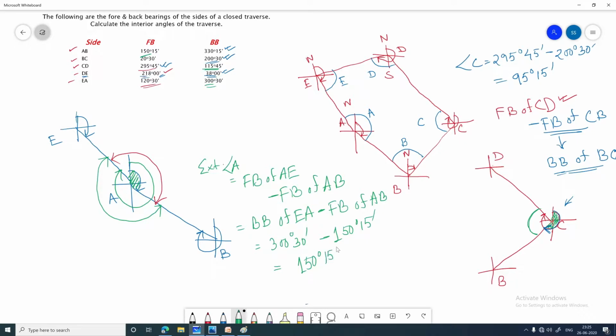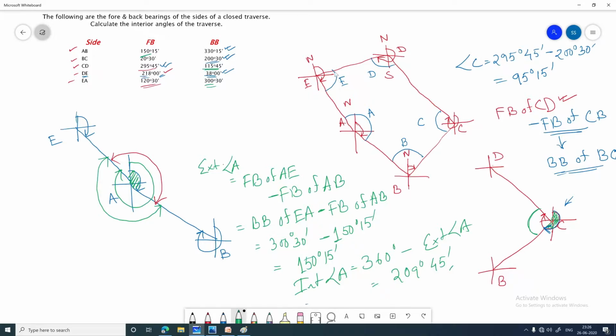150 degree 15 minutes, you can check. Now this is the exterior angle A. So what will be this angle that is marked red? Nothing, that is 360 degree minus this exterior angle, right? So interior angle A equals 360 degree minus exterior angle A, that means 150 degree 15 minutes, and that will be 209 degree 45 minutes. Okay, so in this way we have determined the angle A.